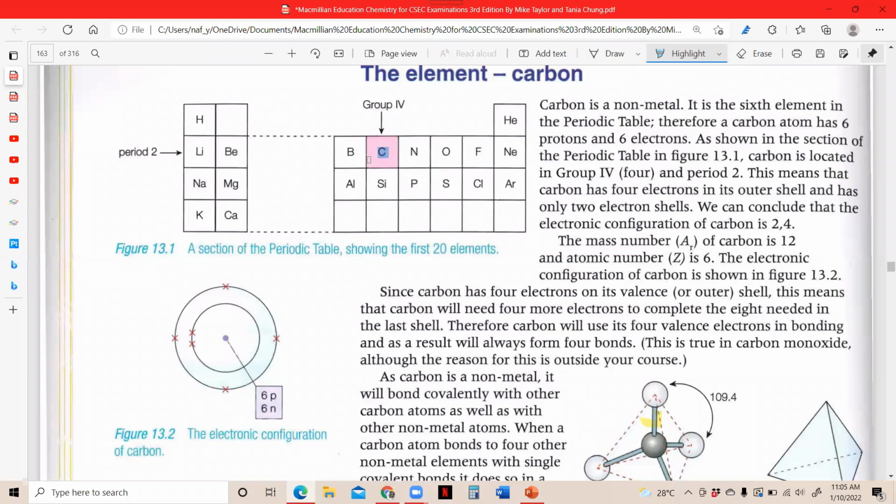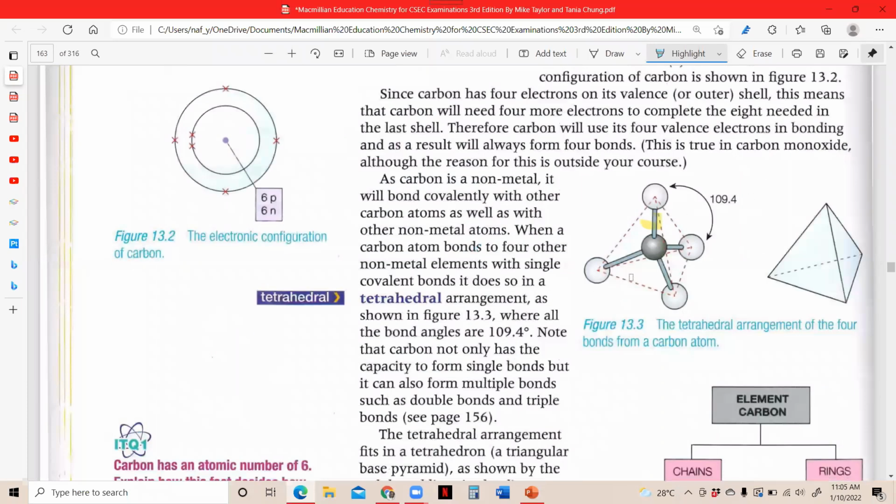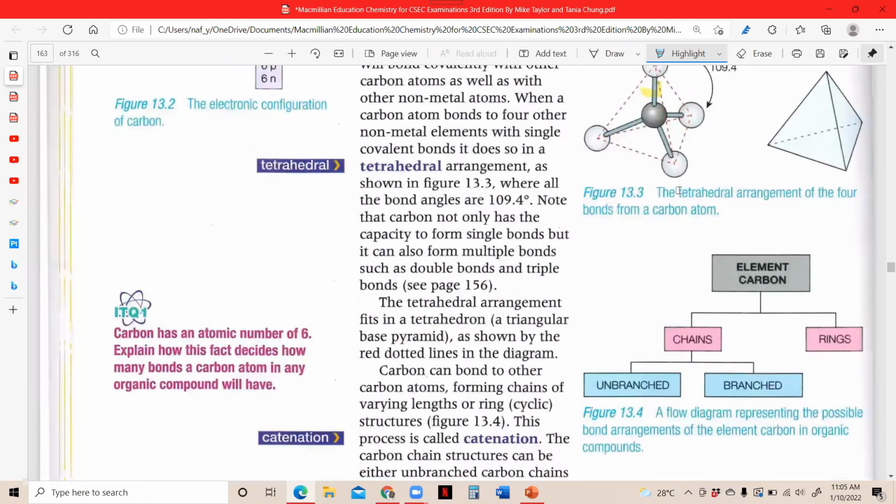So carbon has 4 bonds because it has 4 electrons on the outer shell. It means that a maximum of 4 bonds can be around a single carbon at any given time. You can't have any more than 4, right? And with those 4 bonds, carbon tends to form what is known as a tetrahedral arrangement.